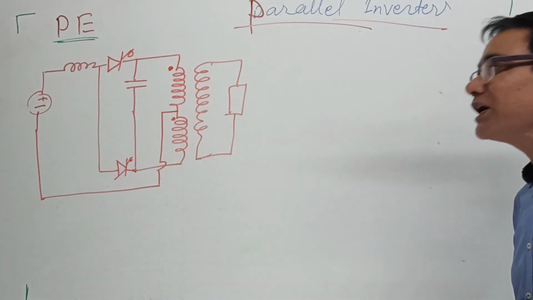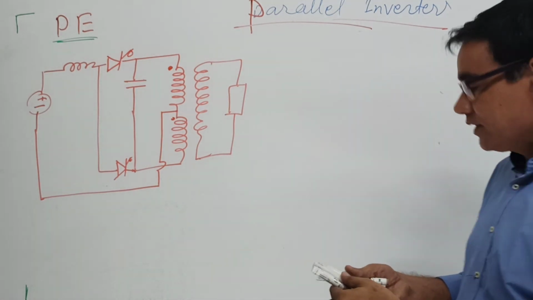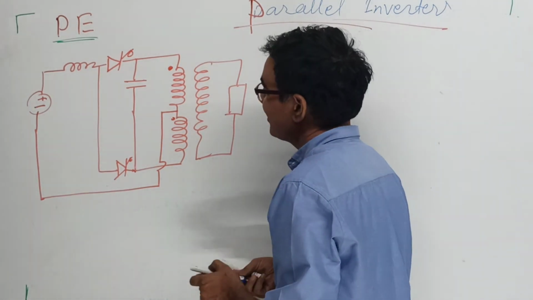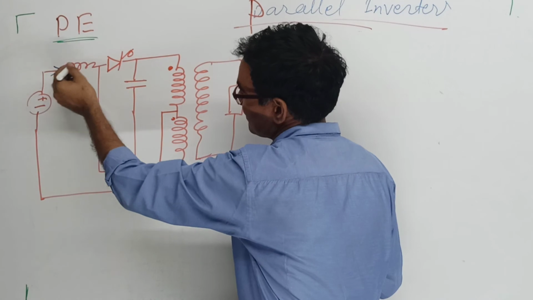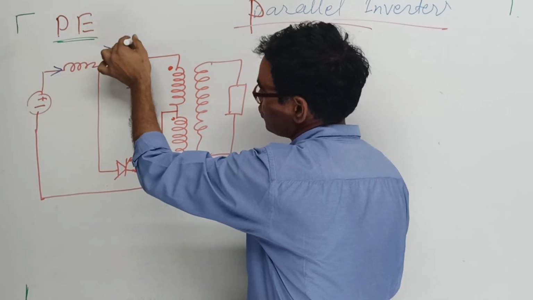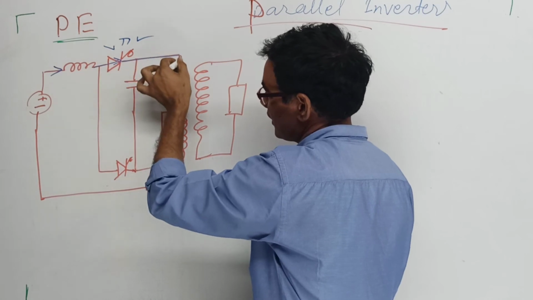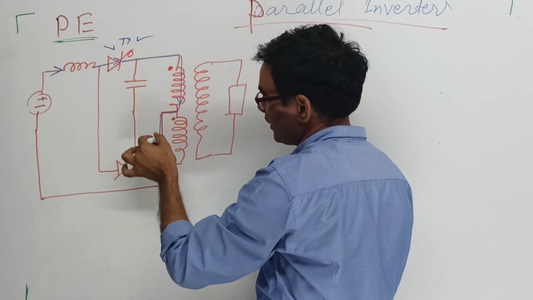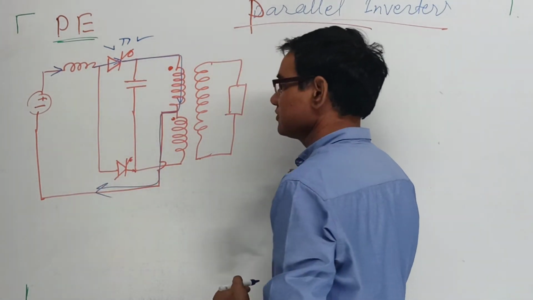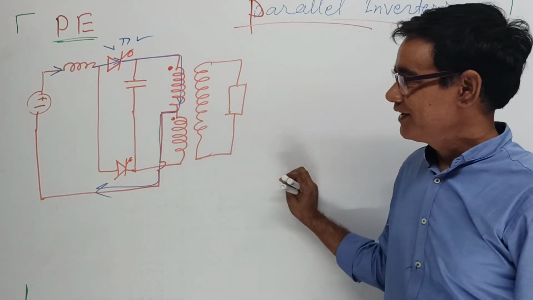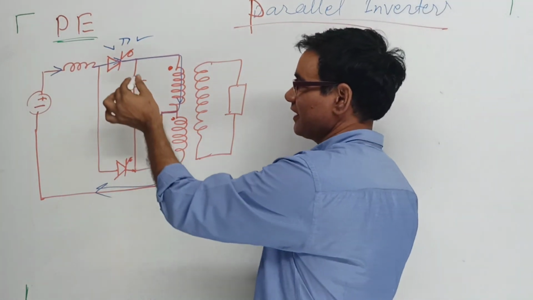How is it known as the parallel one? Because when it gives the supply, when thyristor 1 is on, it carries the current like this and it flows through the load and gives like this to the circuit. At the same time there is a current in the capacitor.